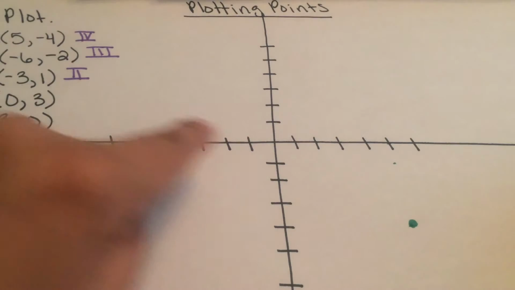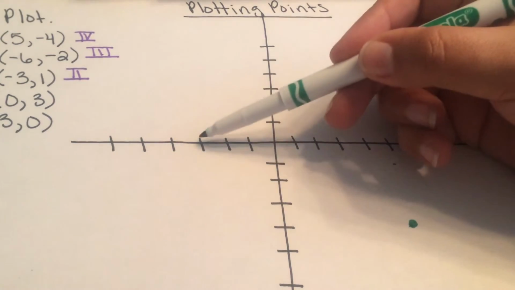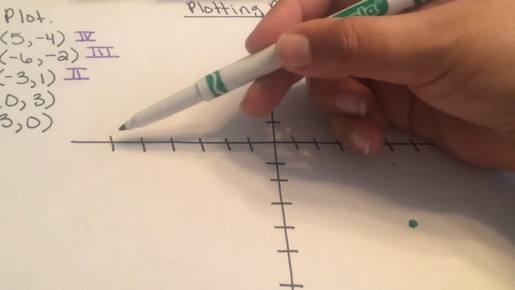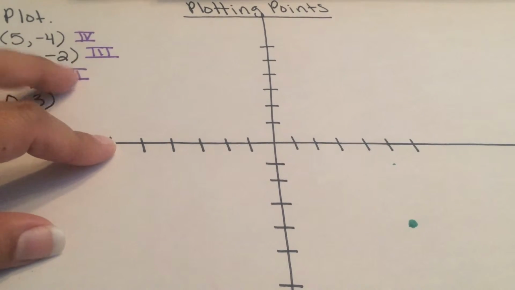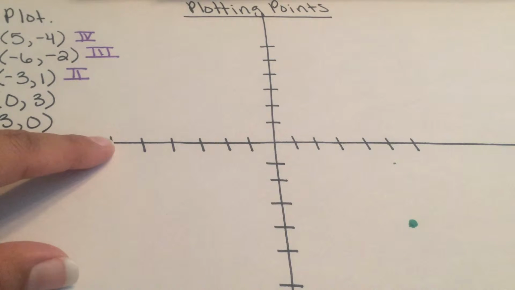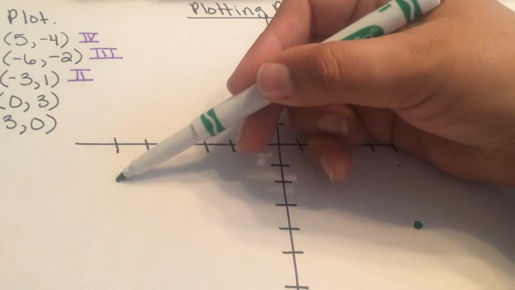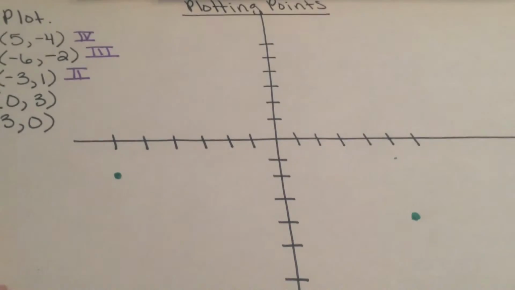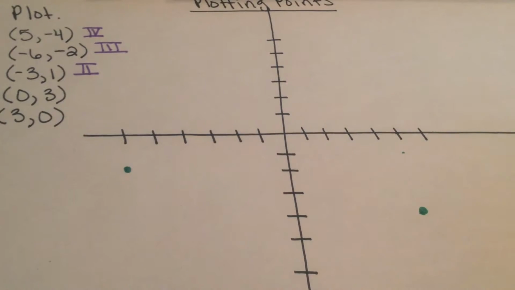If we look, our next coordinate, negative 6, negative 2, we know since it's a negative x coordinate, it's going to be going to the left. So 1, 2, 3, 4, 5, 6. And because it's a negative 2 in our y coordinate, we know it's going to go down on our y axis. So down 1, 2. And again, that does lie in the third quadrant like we said it was going to.